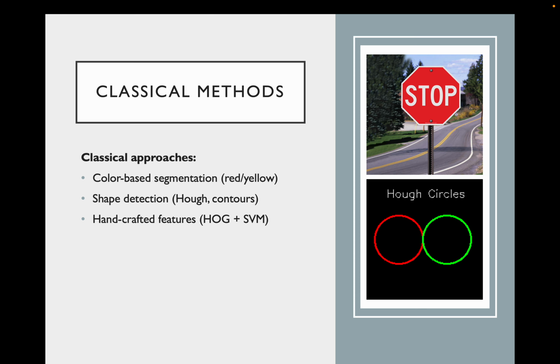Before deep learning, simple approaches were being used. Color-based detection, which isolated red or yellow regions. Shape-based detection methods like the Hough transform, which detects circles, triangles, and octagons. And finally, handcrafted features such as histogram of oriented gradients combined with SVM classifiers were extremely popular. All of these models work in controlled settings, but they fail in real-world cases with occlusion or blur.